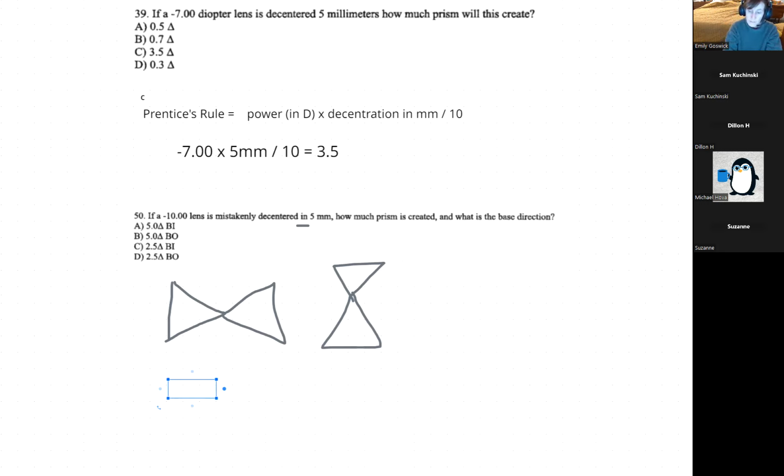So we're doing -10 times 5 millimeters, and obviously that's going to be 50. And then we're going to divide that by 10, and we're going to get a 5. Okay, so we have 5 diopters. That is the prism that's induced, which is, wow, that's a lot. And we're going to think about, okay, this is decentered in.